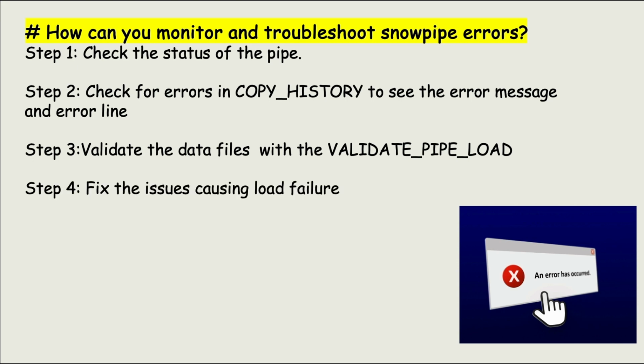For step 4, fixing the issues causing the load failure is needed. Without fixing the data issues, the pipe will not be able to process the files that have data issues. Common data issues include data type mismatch, wrong number of columns, etc.